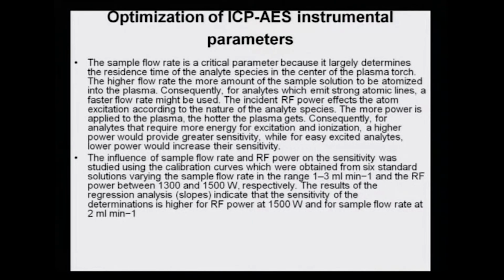The influence of sample flow rate and RF power on sensitivity was studied using calibration curves, which were obtained from 6 standard solutions, varying the sample flow rate in the range of 1 to 3 ml per minute and the RF power between 1300 and 1500 watts respectively. The results of the regression analysis, that is the slopes, indicate that the sensitivity of the determination is higher for RF power at 1500 watts, and a sample flow rate of 2 ml per minute is the optimum.